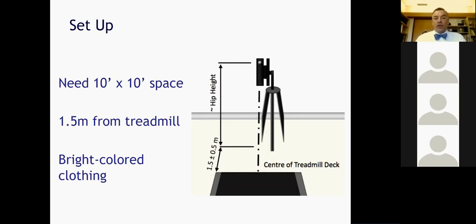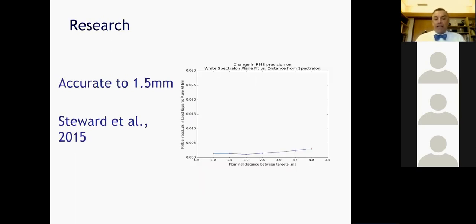Now, we've done a lot of research behind this. Dating back to 2015 is when we published this paper. Jeremy Stewart was a Ph.D. student here in geomatics engineering. And we know that the Microsoft Kinect camera is accurate to 1.5 millimeters.